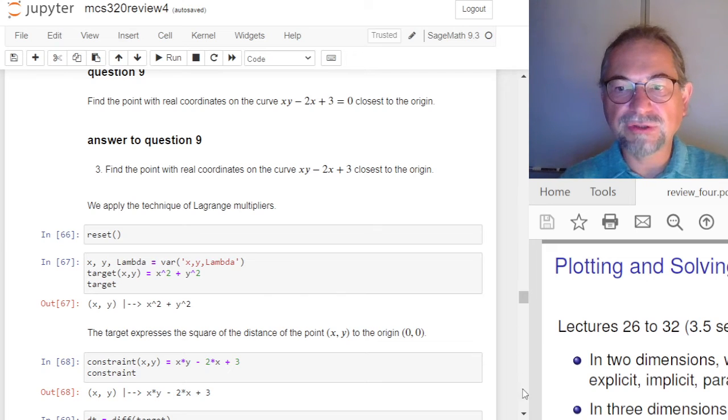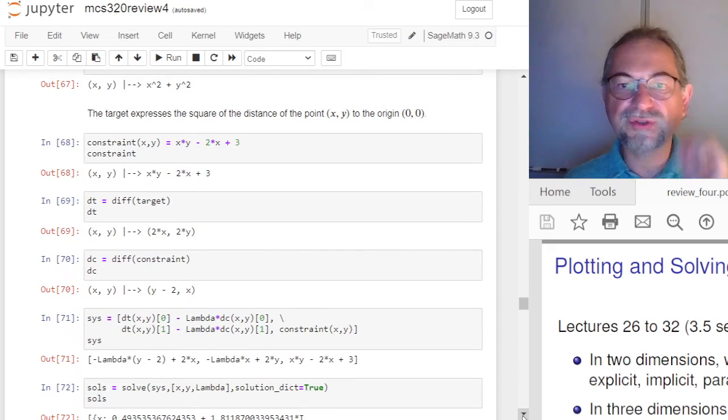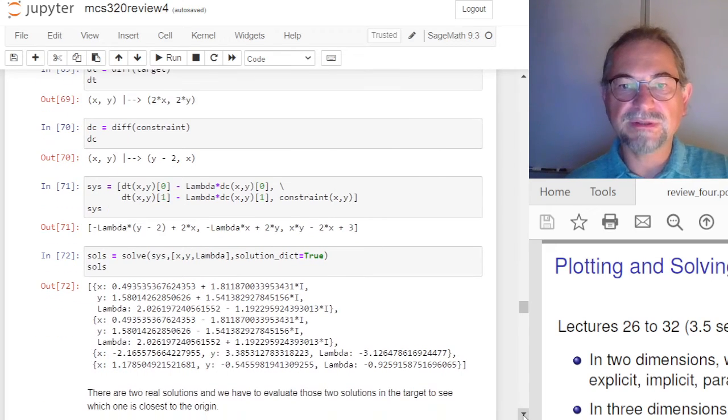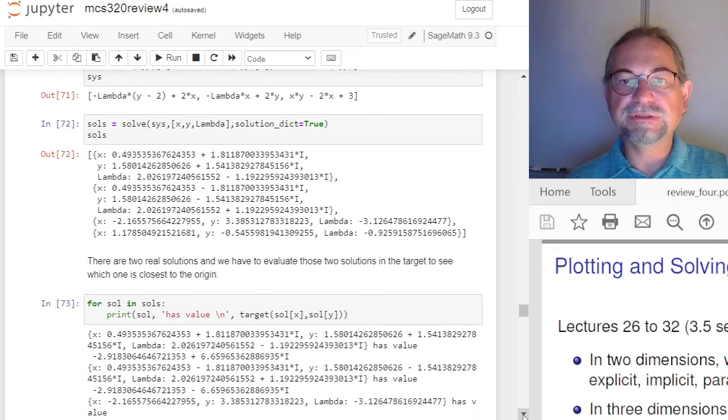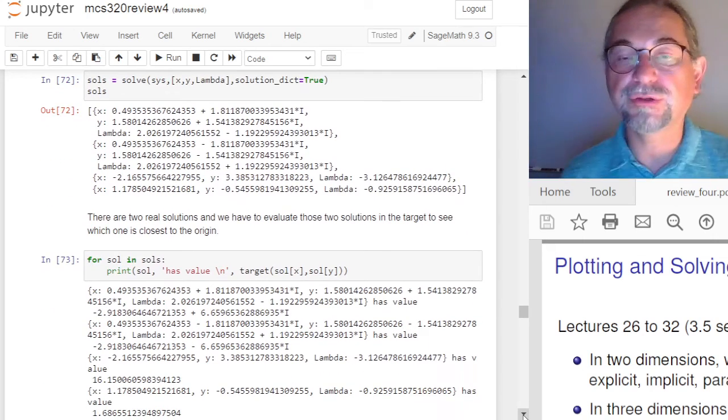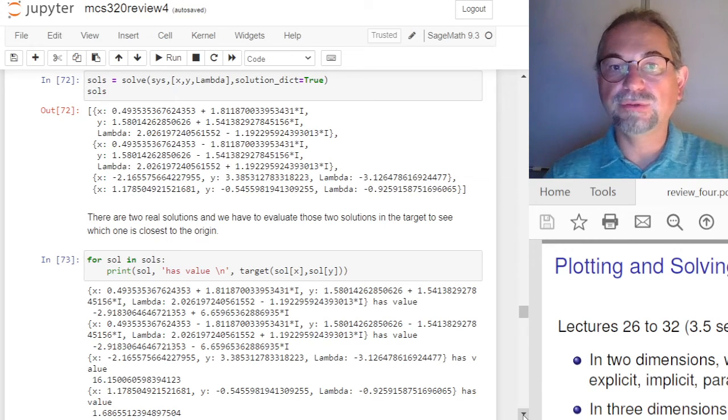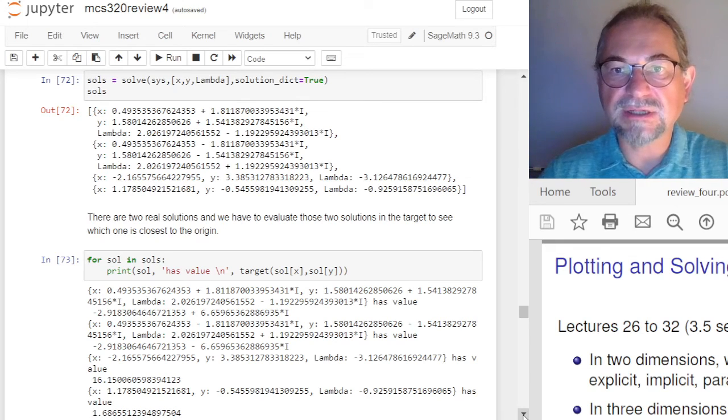So here I'm defining the constraints as functions, because then I get the gradients with one instruction. The gradients are used in the setup of the system that must be solved, and the last equation is always the constraint. So I'm interested in the distance that is closest. So I'm going to solve this, and I'm going to look at the solutions, selecting the solutions. That's why I put dictionary equals true. That makes it easy to select the coordinates. Now the lambdas appear sometimes with complex values, and they are of course not interesting.